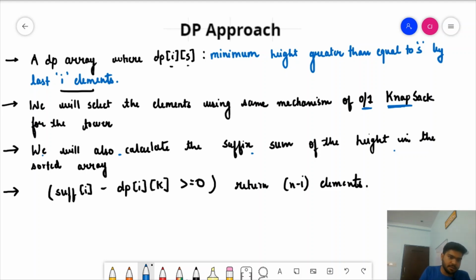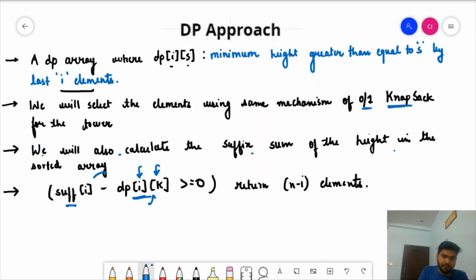If we have the suffix sum till the ith position, and we also know the heights of the boxes that we have selected in this particular state, like if we have selected the last I boxes, what will be the height if it just surpasses k, greater than or equal to k. So we know that in this particular thing, that is dp of I comma k. So if we subtract these two, what will result? The suffix I stores all the boxes till I, and this particular value stores the height of one particular tower.